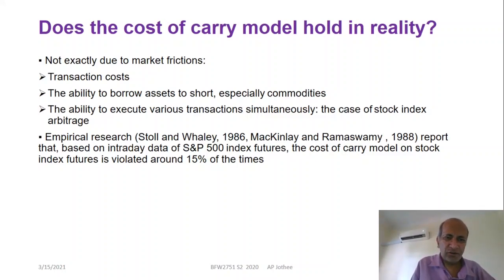The ability to execute various transactions simultaneously. In the case of stock index arbitrage, as I told you, for arbitrage you have to take simultaneous trading, buy and sell immediately. Sometimes it's not possible. So many empirical research studies have shown that the cost of carry model does not really hold, it is violated around 15% of the times. But we are using it as a model because somehow the theory supports that.